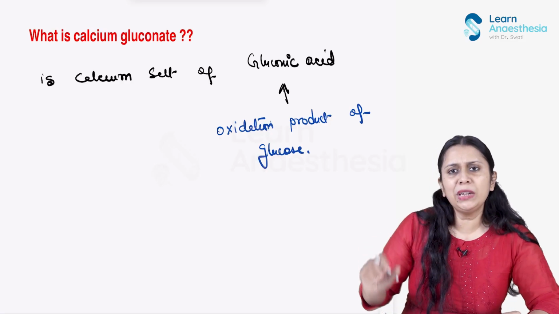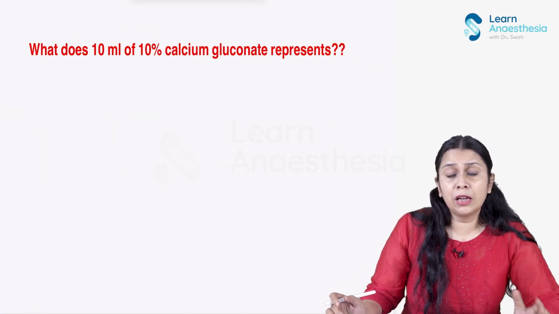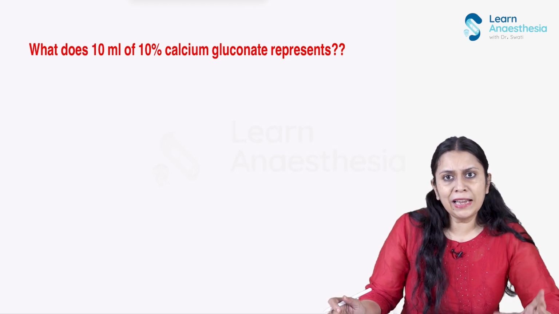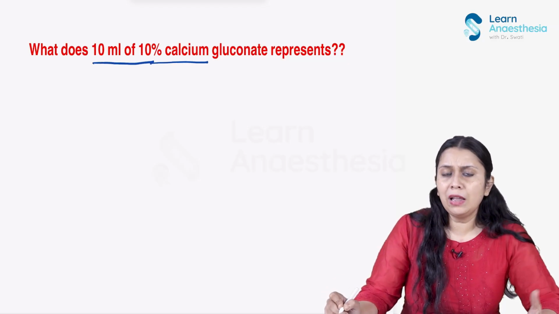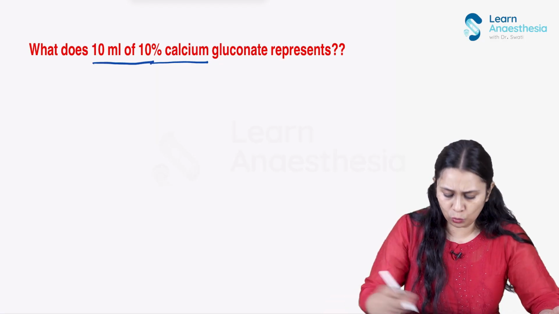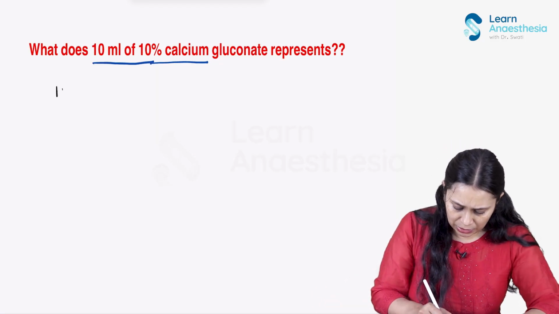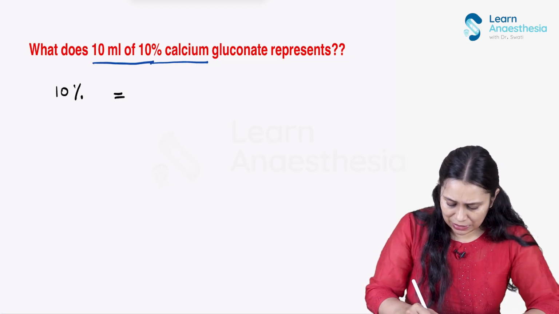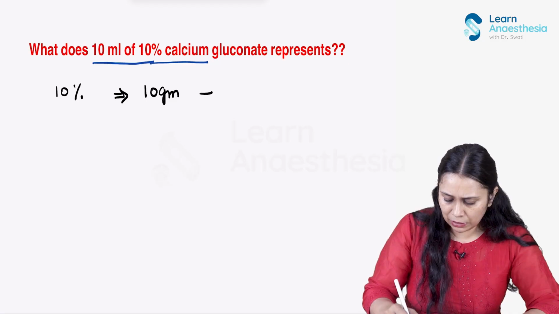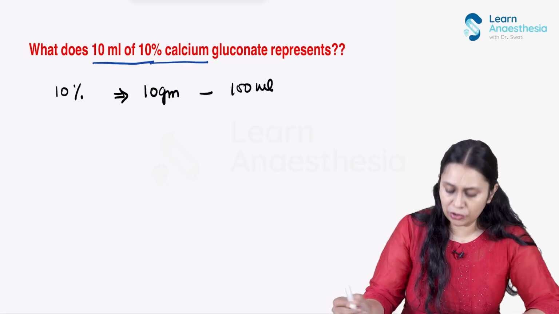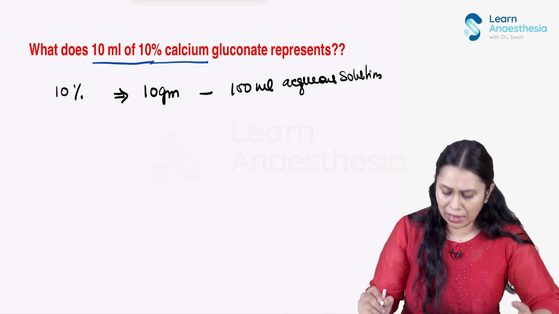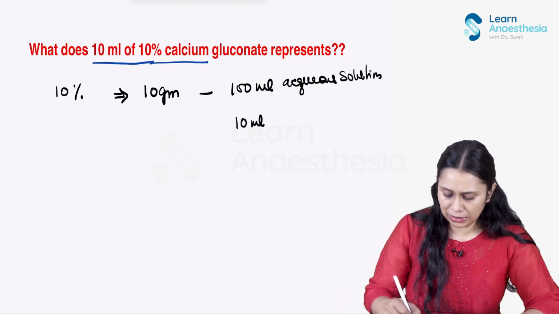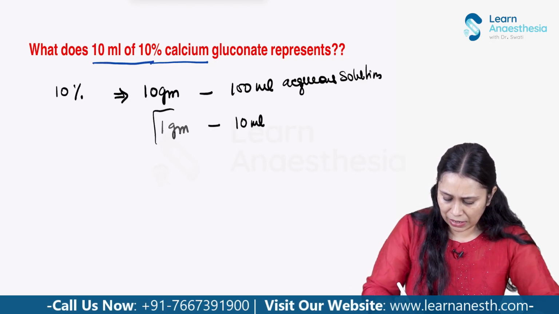Okay. So when I pick up an ampoule of calcium gluconate, which we normally get, it is written 10% calcium gluconate, 10 ml ampoule, is what we are getting very commonly. So we have a 10 ml ampoule of 10% available. And what does it represent? How much calcium is present in that one ampoule? So 10% means that it is 10 gram in 100 ml of aqueous solution, right? So if I have a 10 ml ampoule, this means we have 1 gram of calcium gluconate present in it.